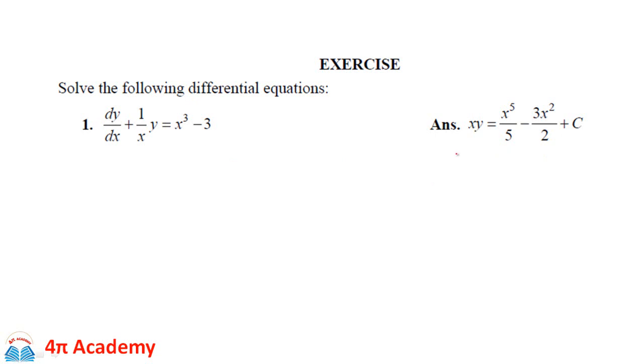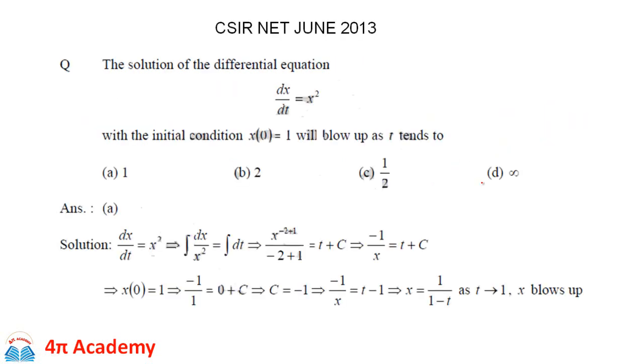Then we are going to solve two problems from the CSIR NET examination. Let us look at the first problem that was asked in CSIR NET June 2013 examination, and the problem was: the solution of a differential equation dx/dt = x^2 with the initial condition x(0) = 1 will blow up as t tends to, and these are the options A, B, C and D.